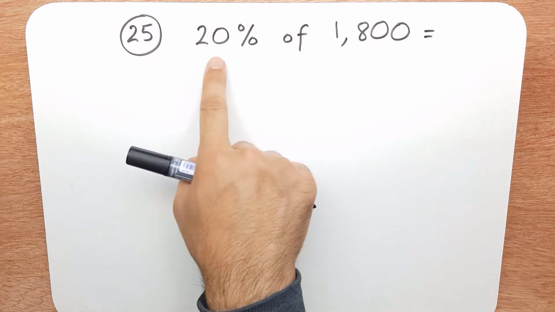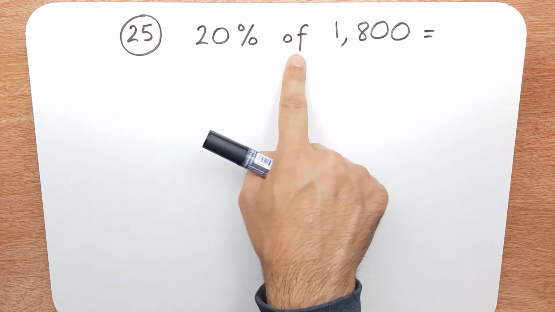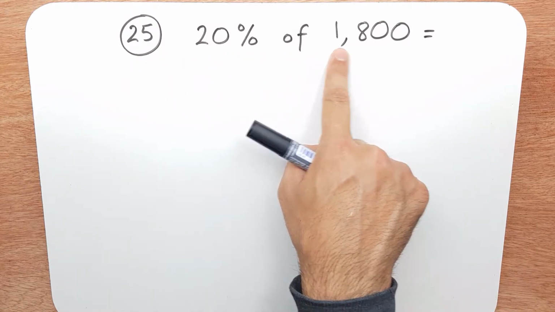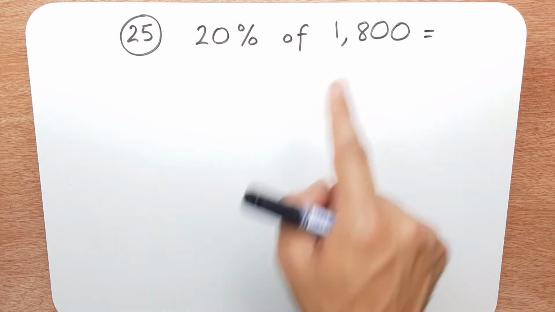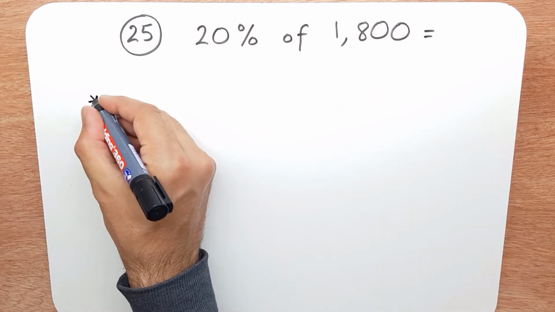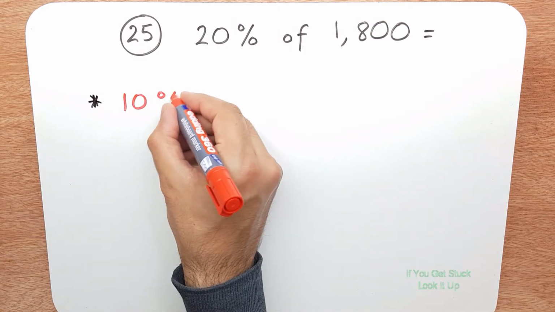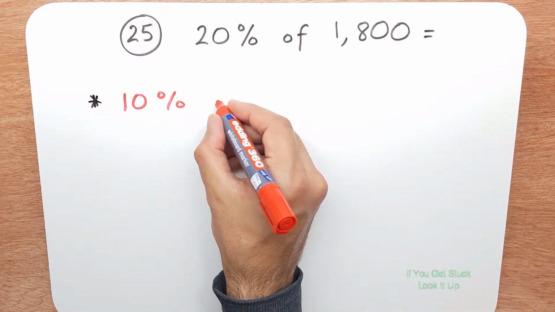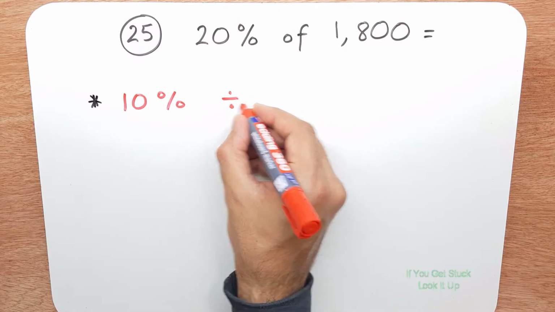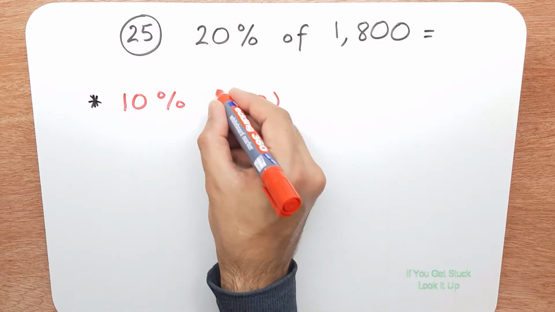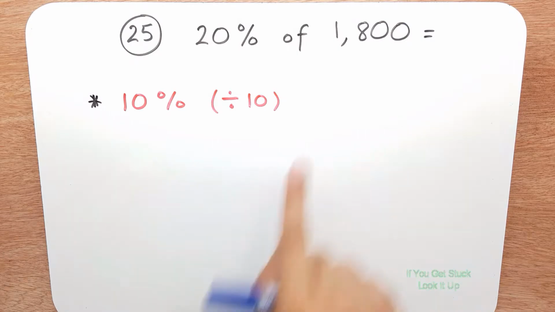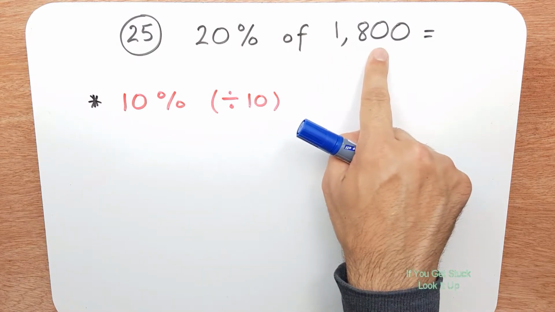Question 25 is 20% of 1,800. And you've got to know this fact. 10% of something, all you do is divide by 10. That's what you have to do. So let's go ahead and divide 1,800 by 10.